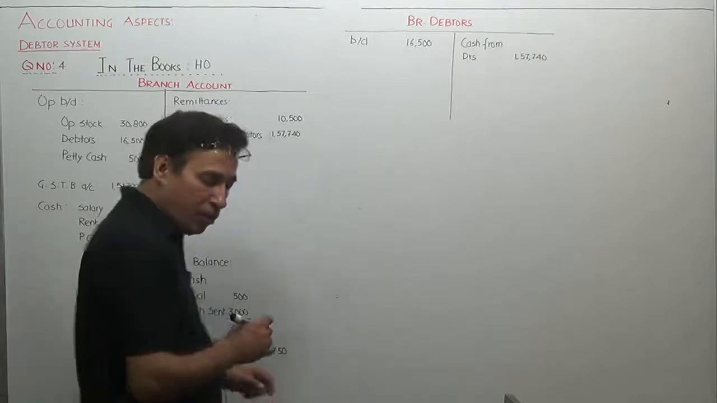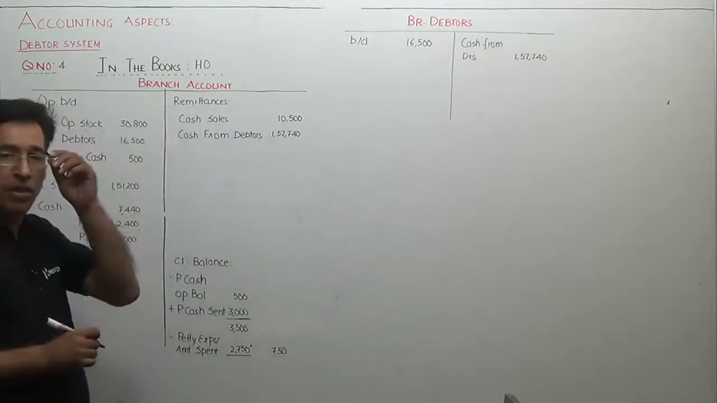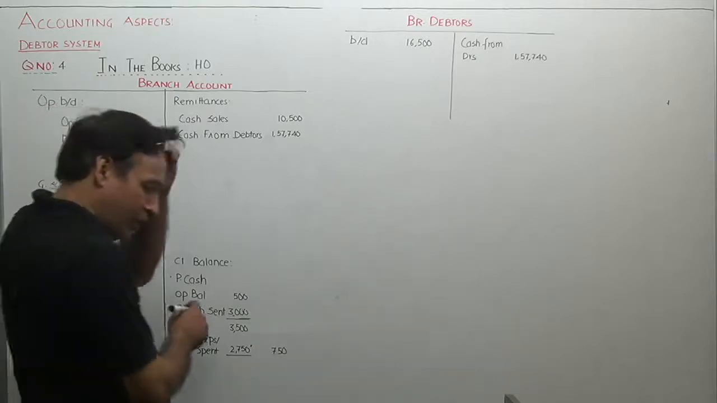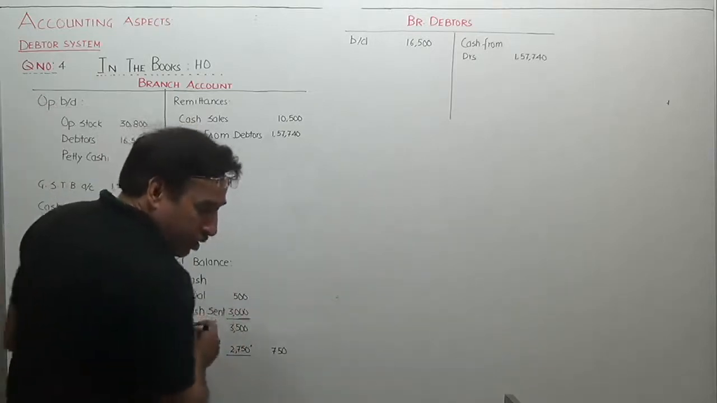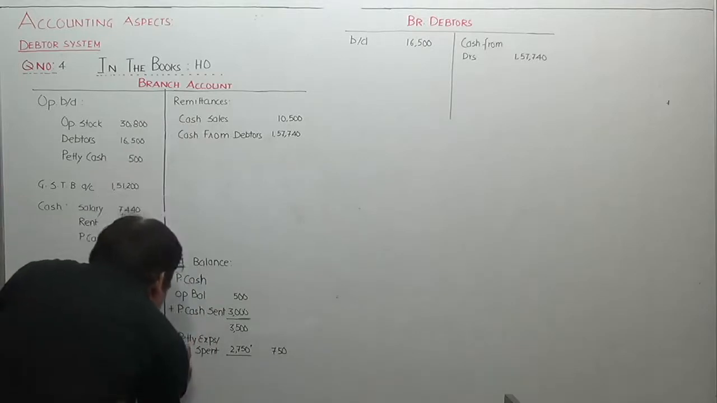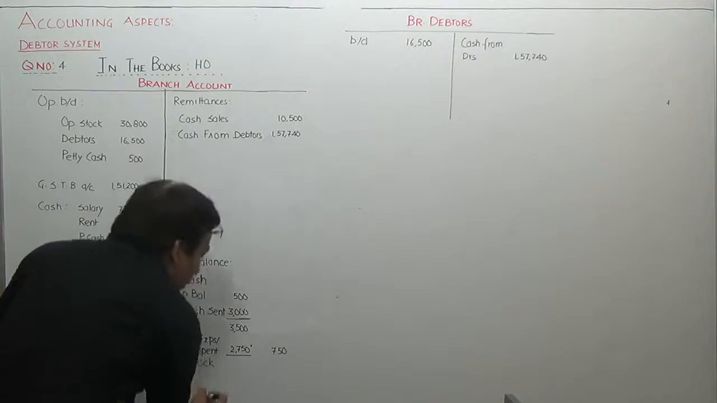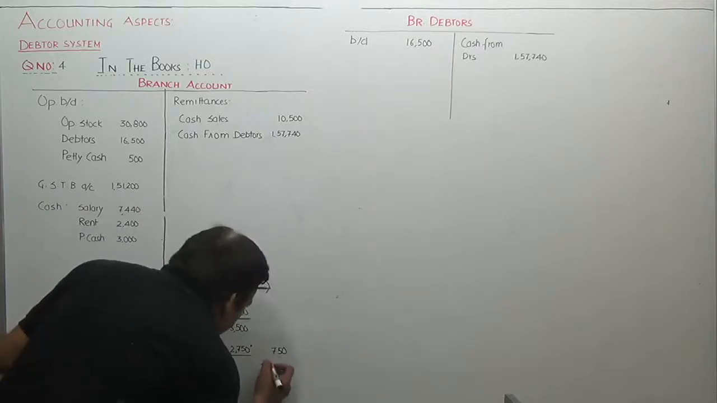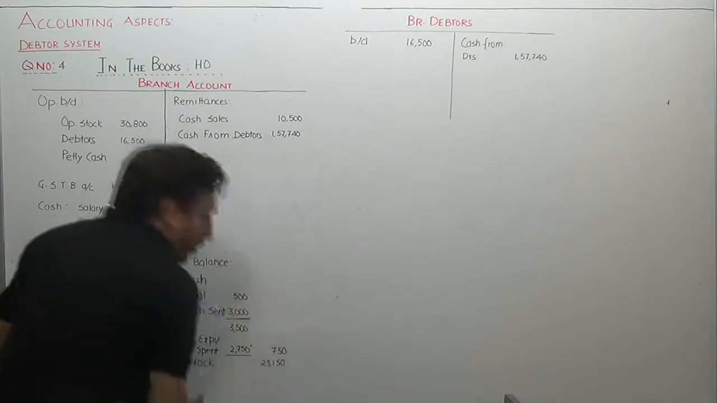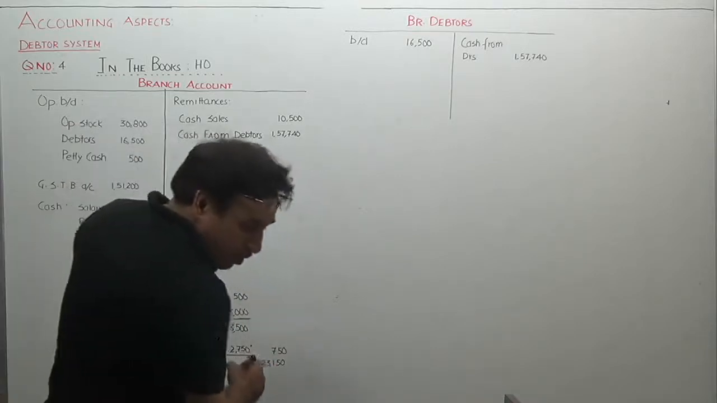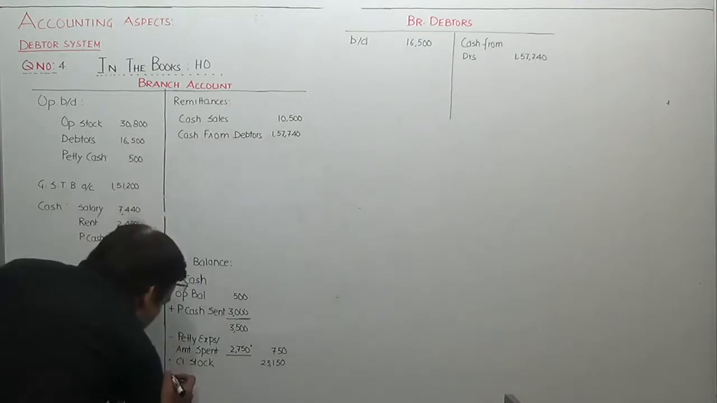Now the next point is closing stock. Now let me see whether it is visible on your screen or not. Yes, it is. So closing stock is 23,150. So I will write here closing stock 23,150. Then we have also been given sundry debtors.